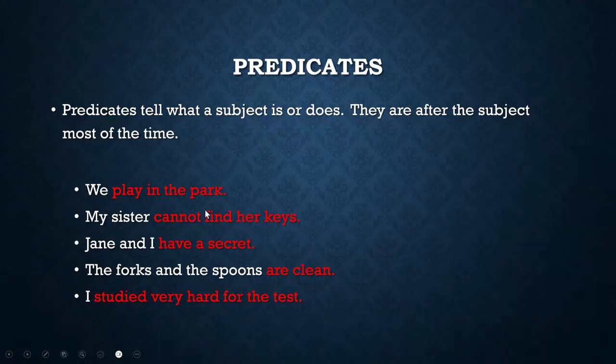Now, predicates tell what the subject is or does. I've made these red to show how they're different than the subject. They are after the subject most of the time. We play in the park. You see, after the subject, my sister cannot find her keys. After the subject, Jane and I have a secret. After the subject, the forks and the spoons are clean. After the subjects, I studied very hard for the test. Predicates tell what a subject is or what a subject does. They come after the subject most of the time.